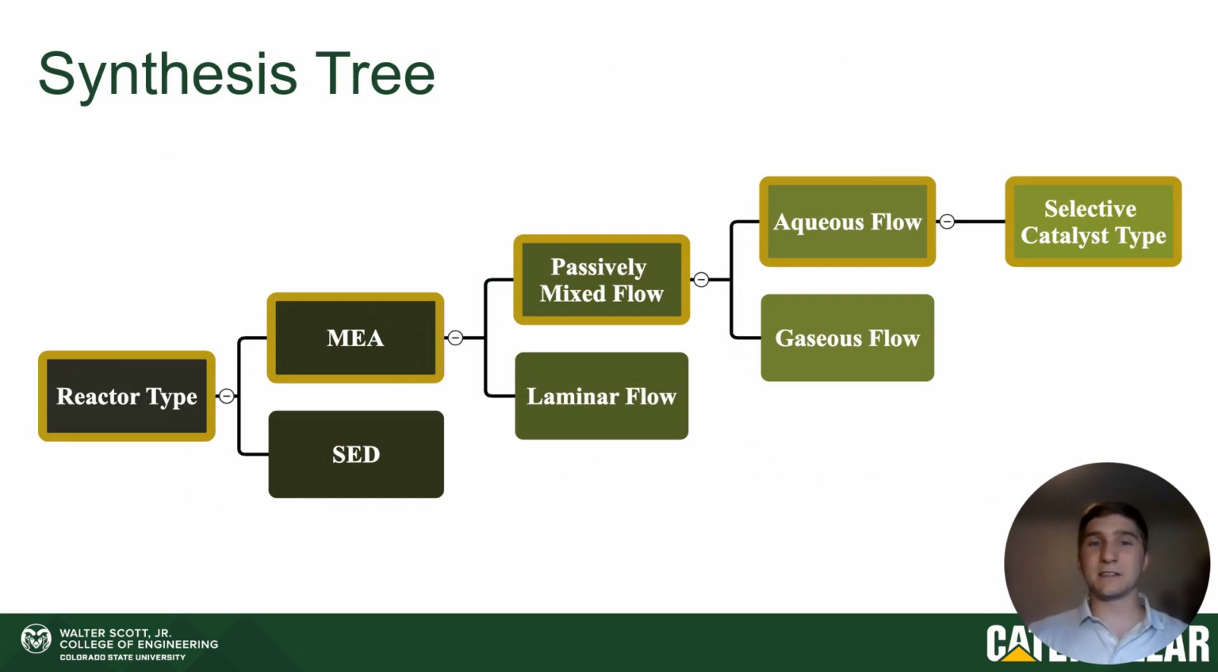Our team synthesis tree guided us through key design decisions, starting with choosing a membrane electrode assembly over solid electrode devices. MEAs offer better ion transport, reduce ohmic losses, and improve catalyst utilization, making them more efficient for electrochemical CO2 reduction. Next, we opted for a passively mixed microflow pathway to enhance mass transport without requiring additional energy input, improving reactant distribution across the catalyst surface.